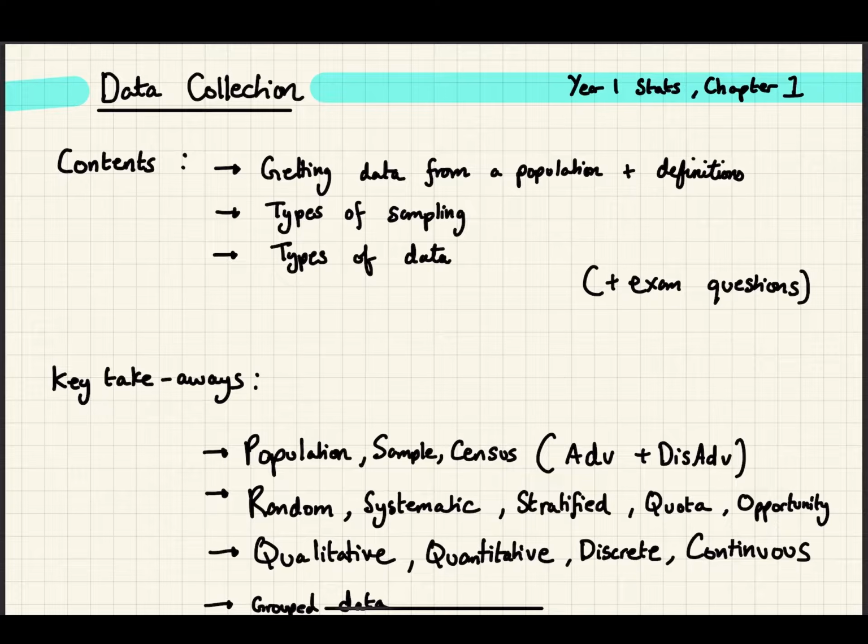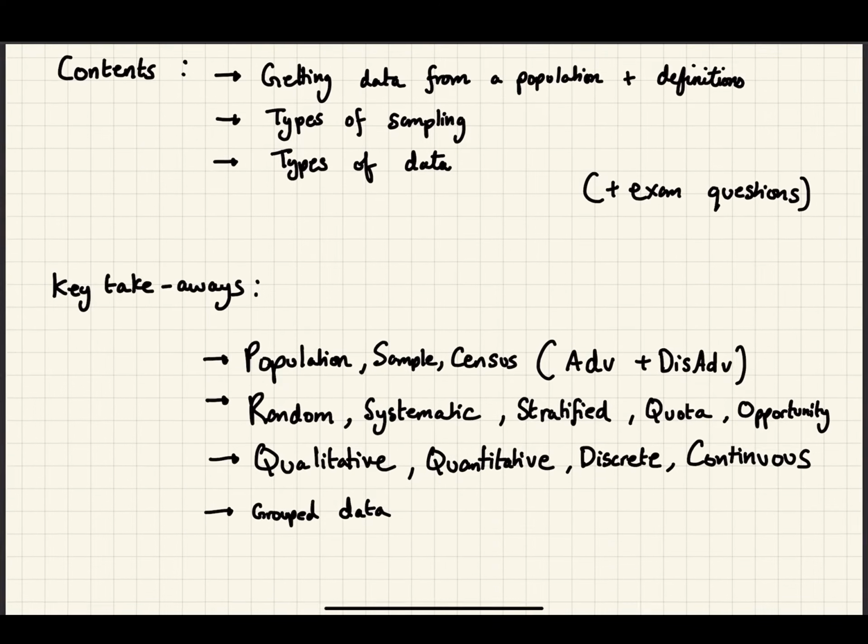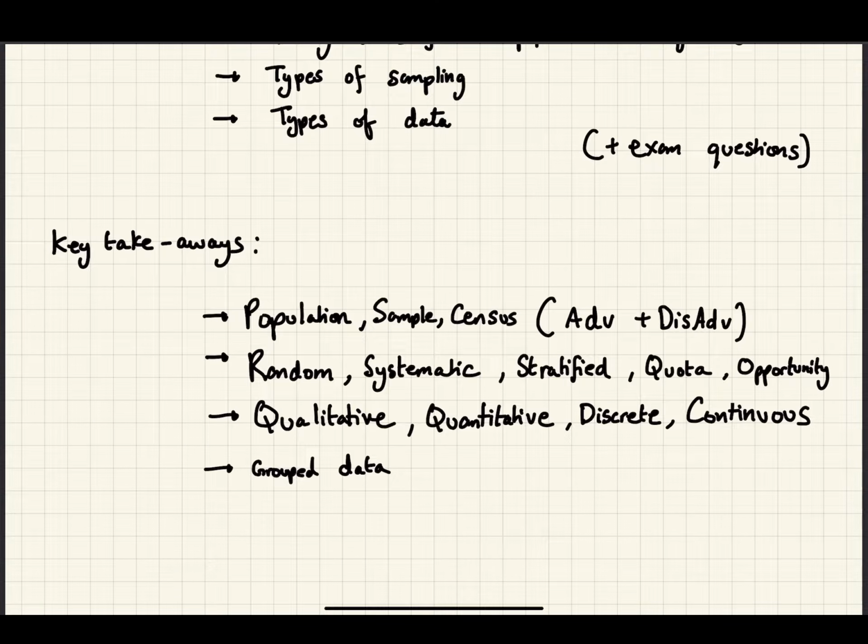What I really want you to understand from this chapter, some of our key takeaways, are what a population is, what a sample is, what a census is, as well as the advantages and the disadvantages of both. Normally in exams, they'll probably ask you what makes more sense to do and why you should or shouldn't do it. We'll look at random sampling, systematic sampling, stratified, quota, and opportunity sampling. Finally, we'll look at the different types of data: qualitative, quantitative, discrete, and continuous. And finally, we'll look at how this all fits together when we group the data up.